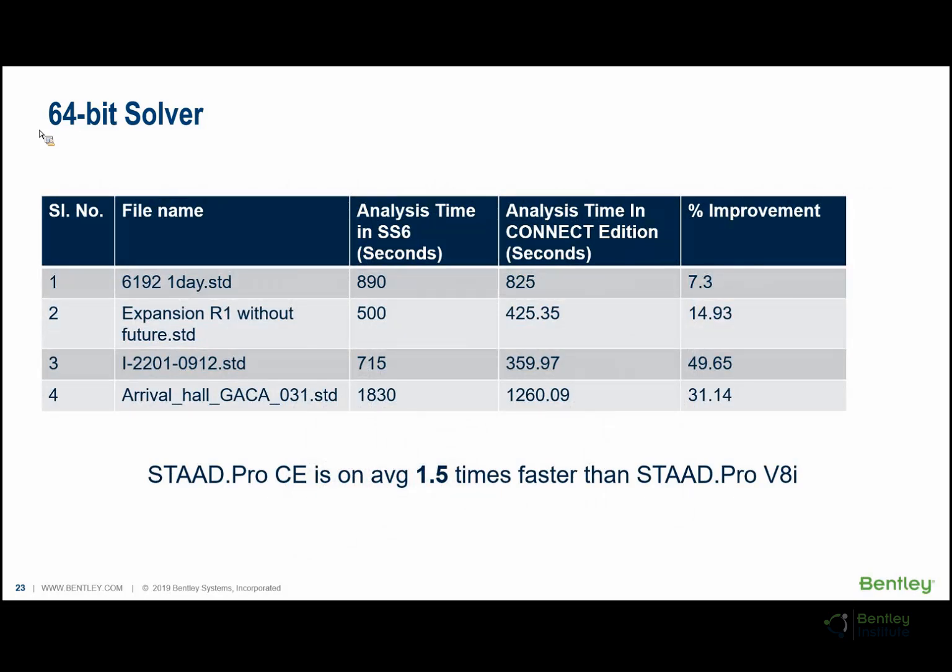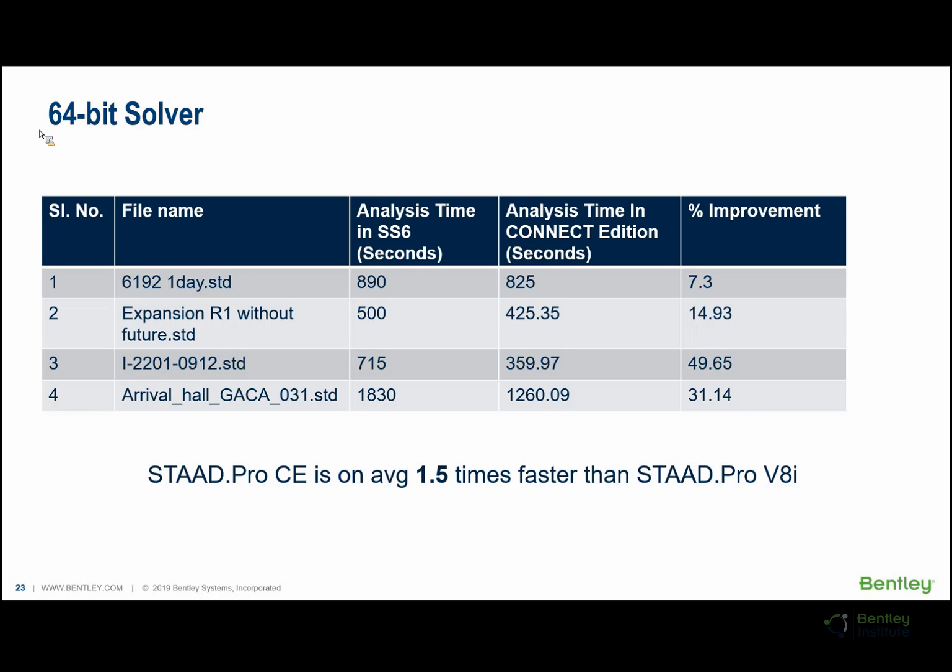In this slide, you can see a brief comparison for the analysis time between Select Series 6 and the Connect Edition. You can see some different file names. It's taken from different users, some commercial users. You can see the percentage of improvement in the last column. The larger the file, the more the improvement. On average, STAAD.Pro Connect Edition is almost 1.5 times faster than STAAD.Pro V8i.